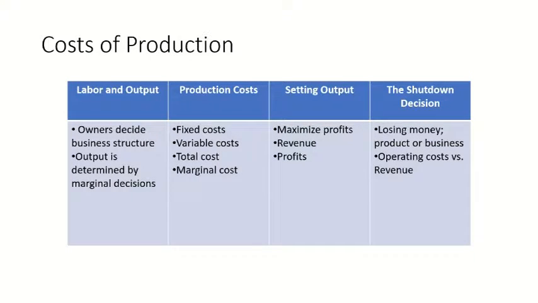All right, let's take a look at the cost of producing. So you're producing products. So you have labor and output. Owners decide what business structure they want to use. It isn't like they have a checklist, like I will use this business structure. It just sort of happens organically based upon your needs. And when you output something, it's based on marginal decisions.